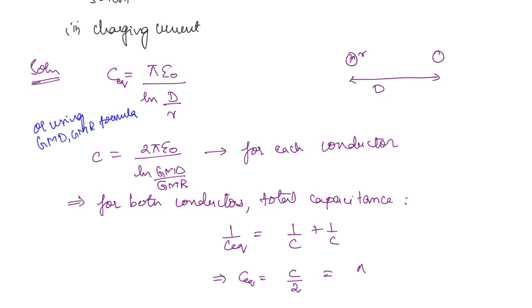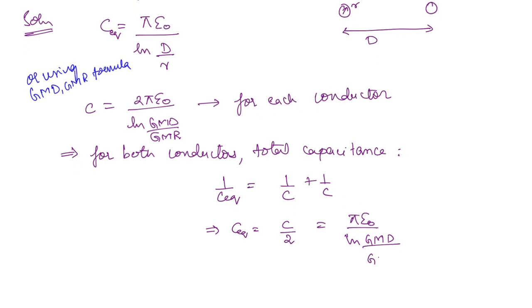So, this is going to be pi epsilon naught by ln GMD by GMR. But for a single phase line, what is GMD? It is simply the distance between the two conductors, D. GMR is nothing but the radius, r. You can see that this is same as this expression. So, now what is this value?